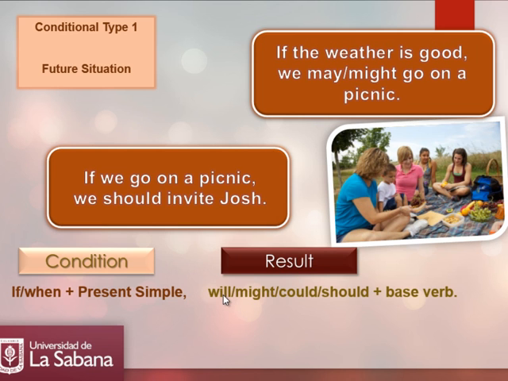Also, instead of will, you can use might or could or should plus base verb. For example, if the weather is good, we may go on a picnic. If we go on a picnic, we should invite George. Once again, we are talking about one situation, so we use conditional type 1, and instead of will, we use should here and may or might in this sentence.